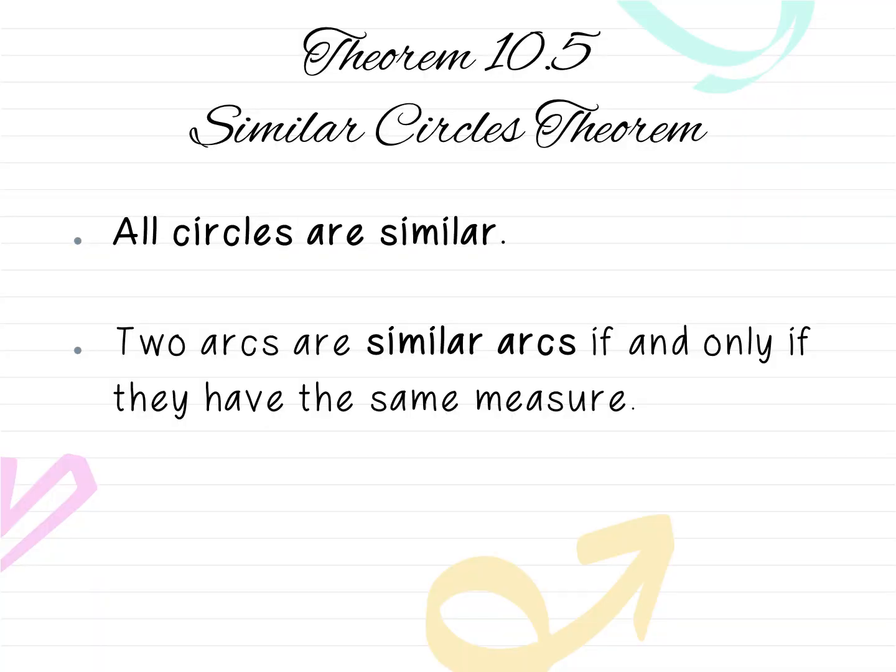All right, similar circles theorem. All circles are similar. That doesn't necessarily mean they're the same, it just means they're similar. Two arcs are similar arcs if and only if they have the same measure. So if and only if they have the same measure.